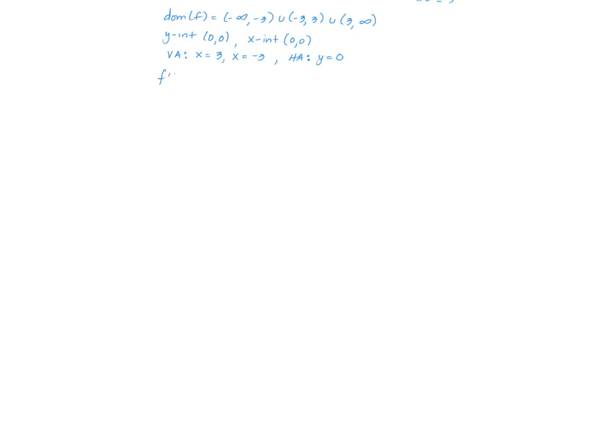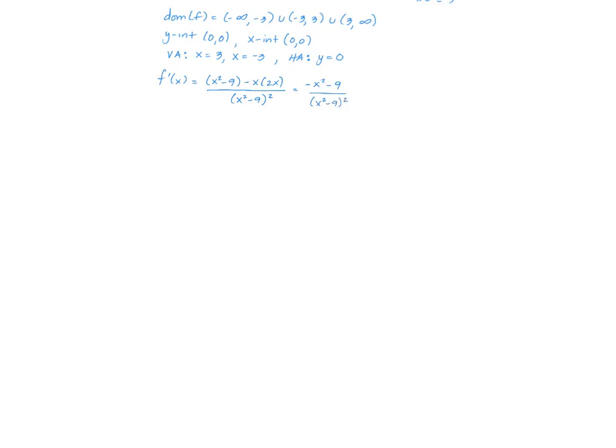Okay, so my first derivative by using the quotient rule would be x squared minus 9 times the derivative of the top, which is just 1, minus x times 2x, all over x squared minus 9 squared. So if I were to clean up the numerator, I would have x squared minus 2x squared, which would be a negative x squared minus 9 over x squared minus 9 squared.